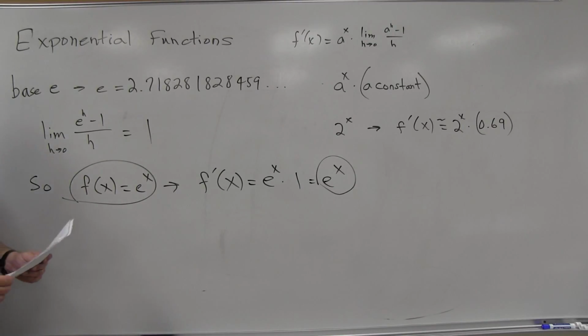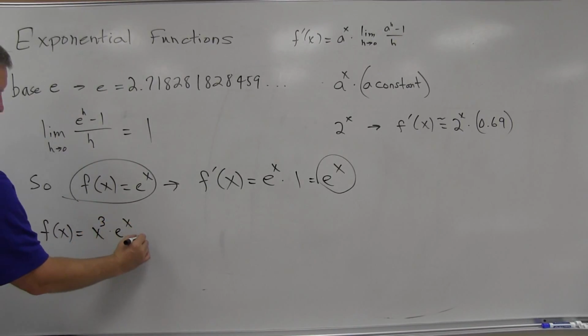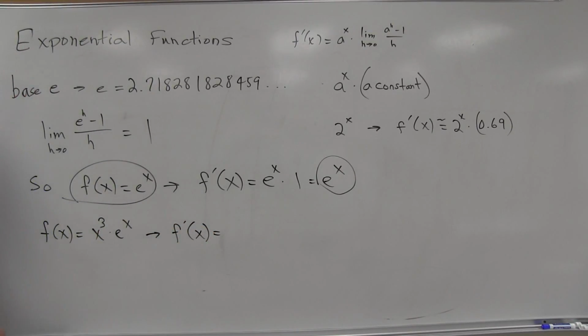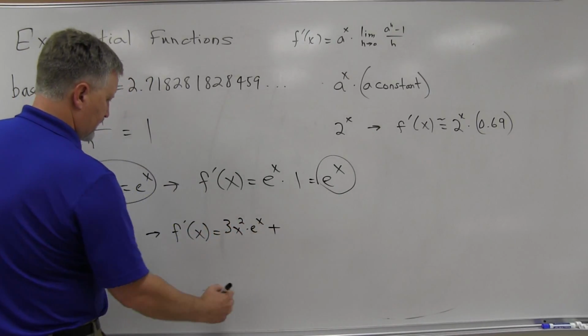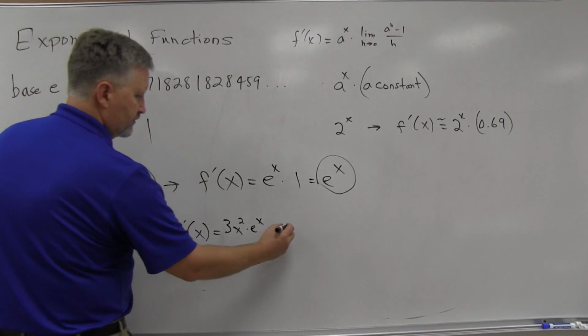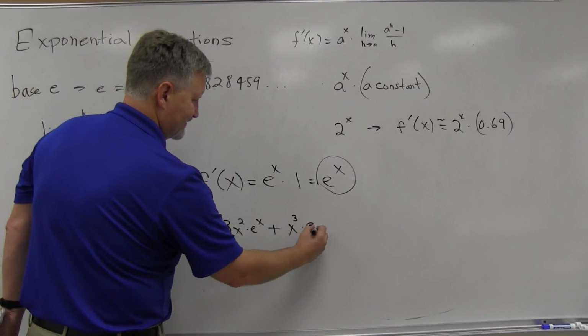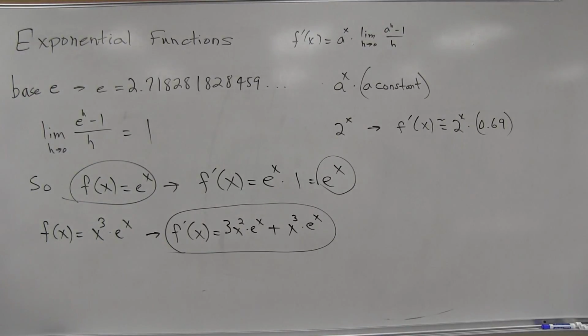So they have some examples in this section here. What about f of x equals x cubed times e to the x? Well, the derivative of that, you've got the product rule. 3x squared times e to the x, and then reverse that, so we've got x cubed times the derivative of e to the x, but the derivative of e to the x is e to the x. So you run into stuff like that.